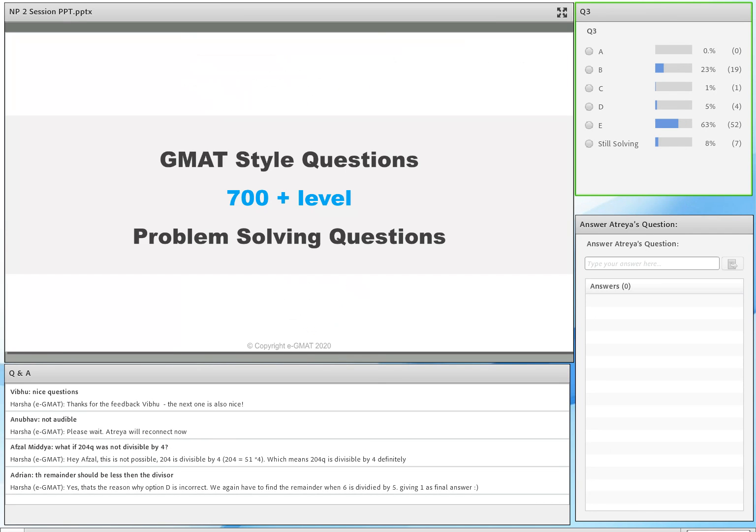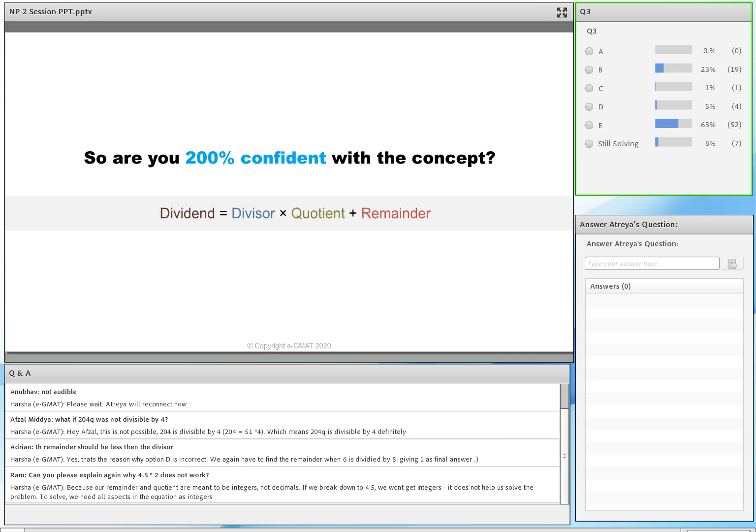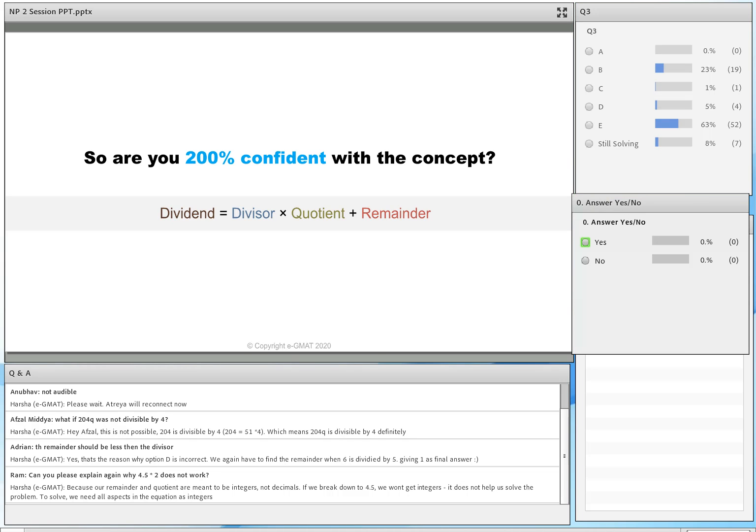Now we are going into that 700 plus level PS questions. But before we move ahead to that, I want to ask you a very important question. Mark a yes if you are 200% confident with the concept of dividend is equal to divisor times quotient plus remainder. Okay, I'm also seeing some people saying a no.